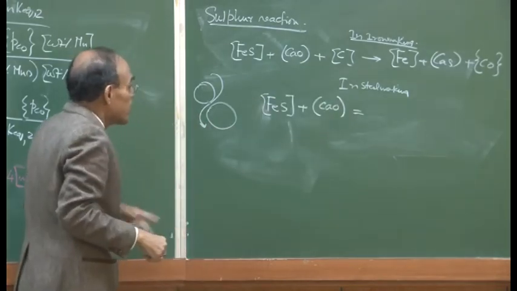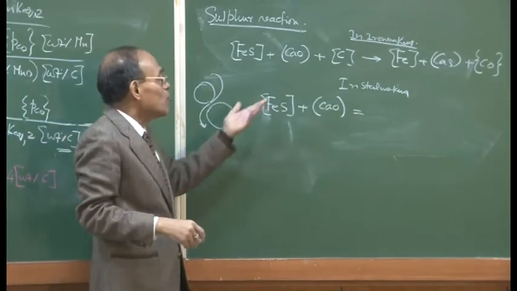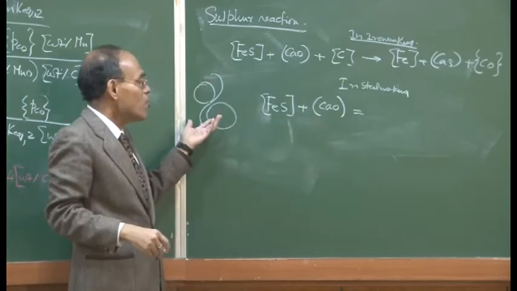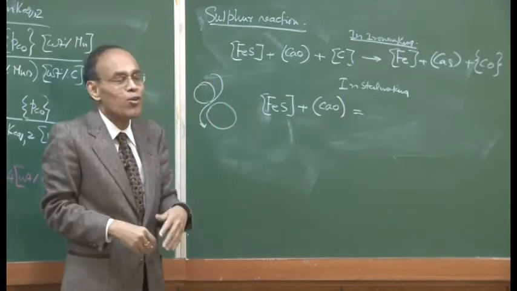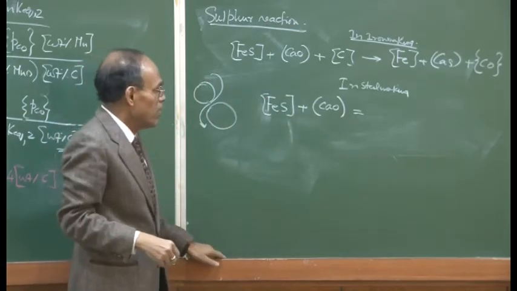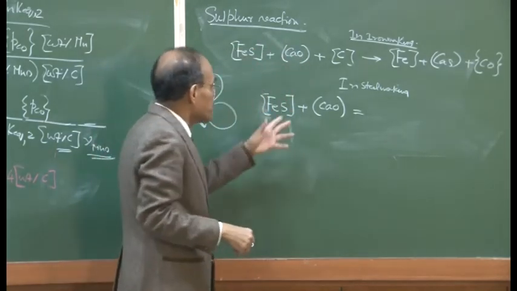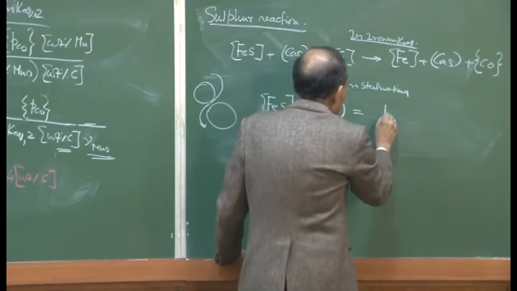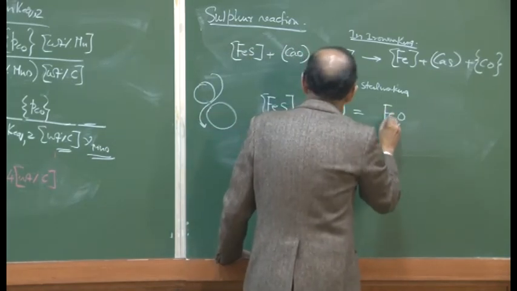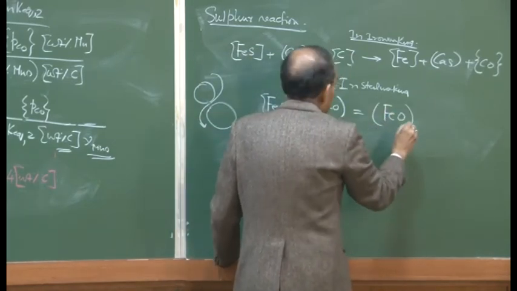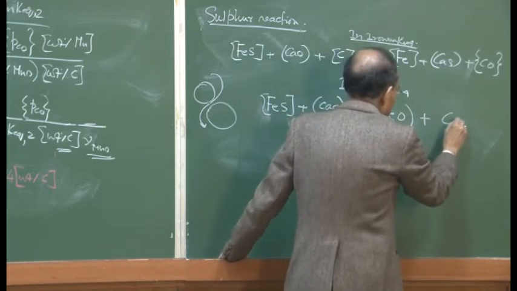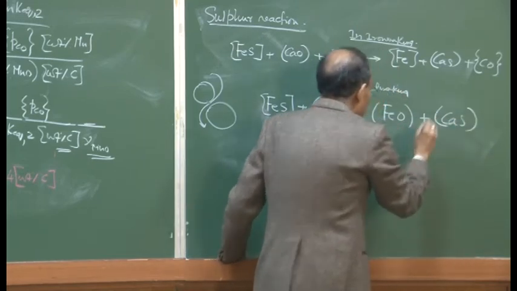But in steel making, we do not have this kind of scenario, particularly towards the later part of steel making, when you do not have much carbon left. In that case, what happens is we have FeO and calcium sulfide. That is the reaction.